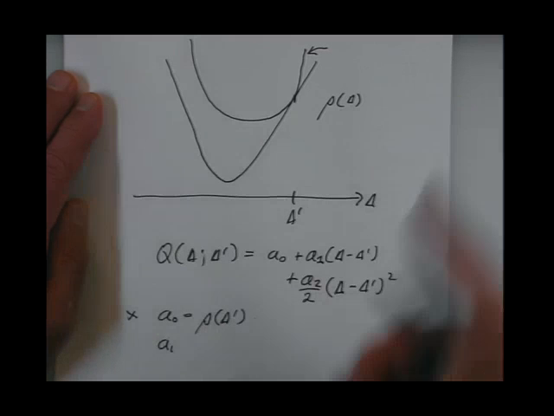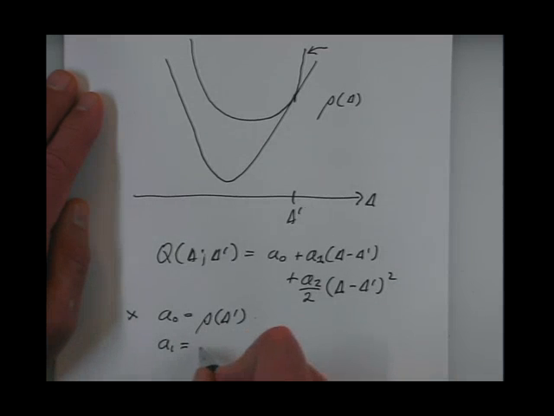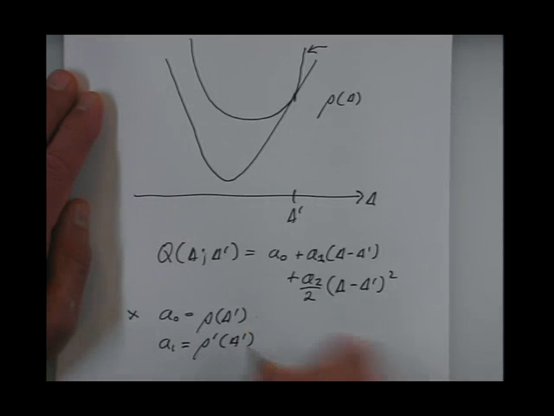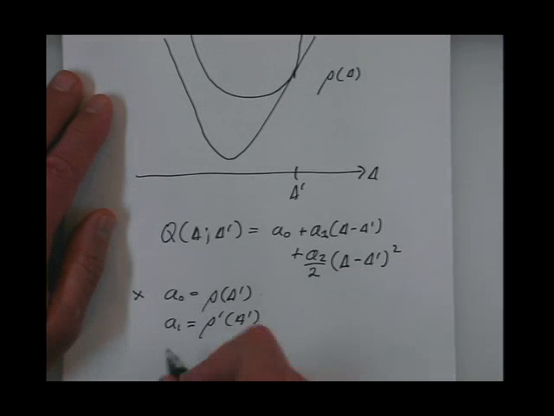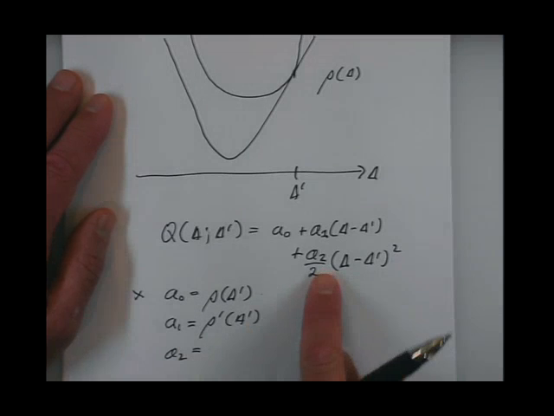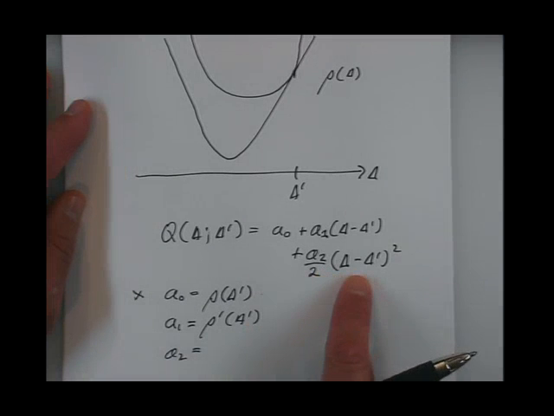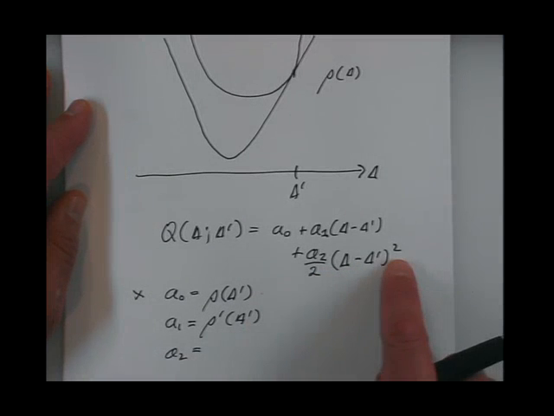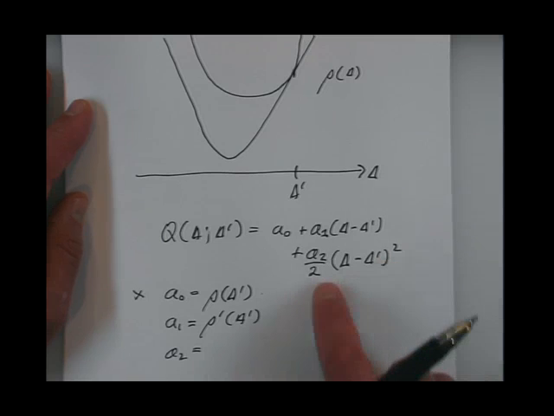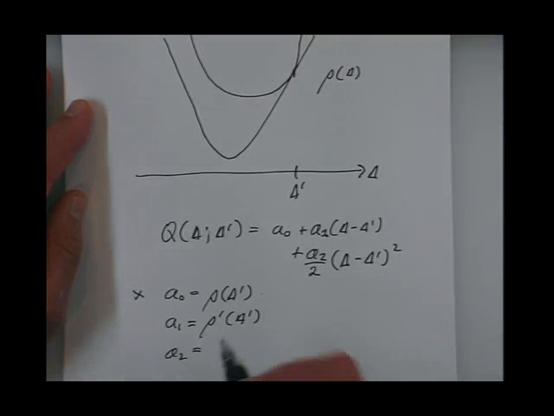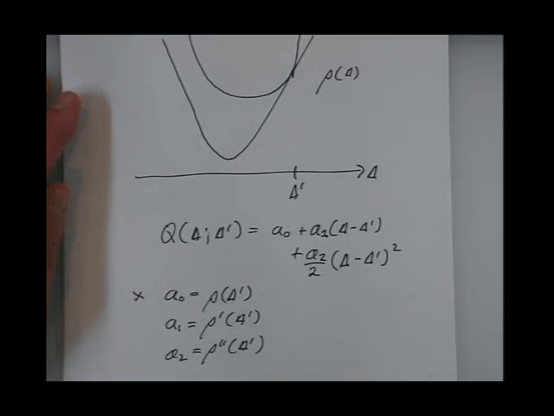A1 has to be the first derivative. So A1 is going to have to be rho prime at delta prime. It's going to be the first derivative. And A2 is going to have to be the second derivative, because if you differentiate this quadratic function, the 2 cancels out the 1/2. This is just a Taylor series expansion. So it's going to be rho double prime at delta prime.